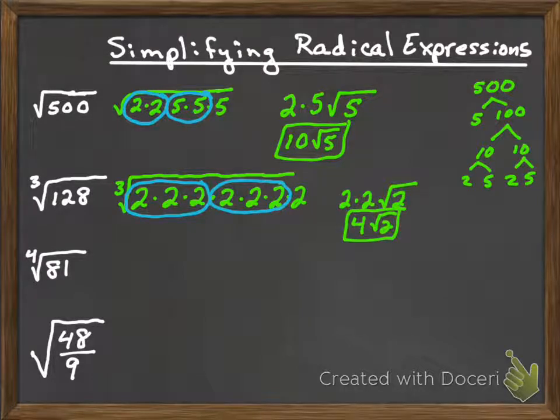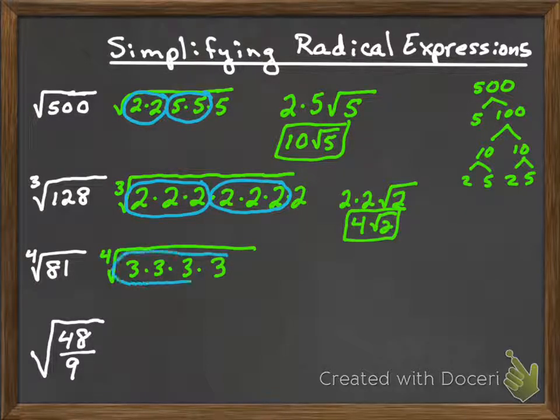All right, so the next one is going to be the fourth root of 81. 81 prime factors are 3 times 3 times 3 times 3. Fourth root means we are looking for a group of 4, which we have. There is nothing left underneath the root, so our answer is simply 3.